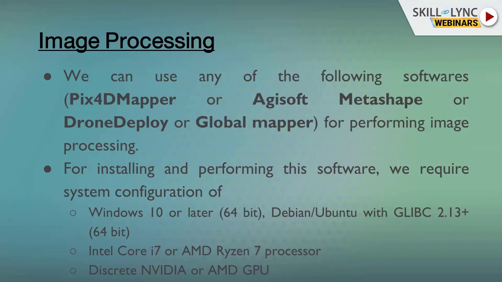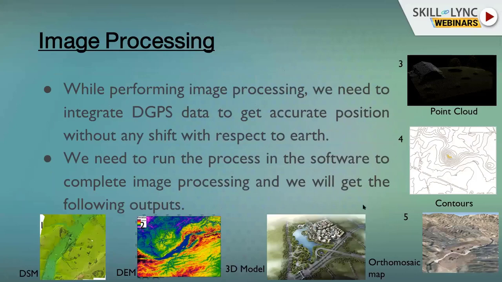Mostly these types of processes will be done in virtual machines, VMwares, or cloud-based applications. So see here, as I said, we will be getting 5 types of data: point cloud data, contours, orthomosaic, and 3D model, DEM, and DSM. I will show the example here.